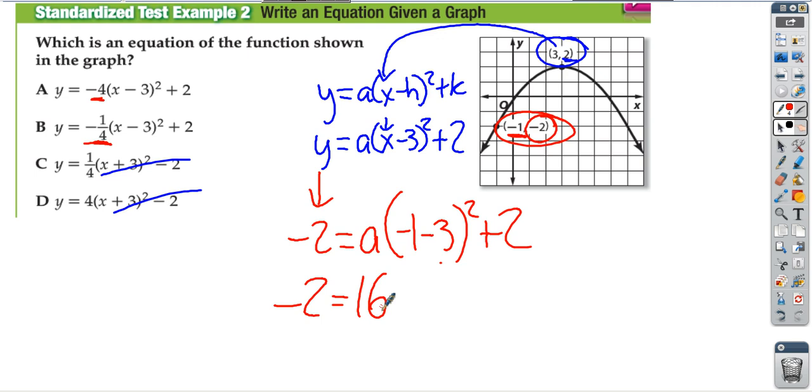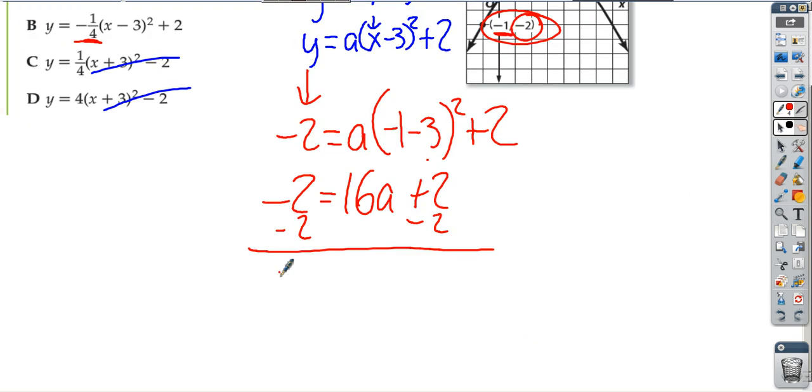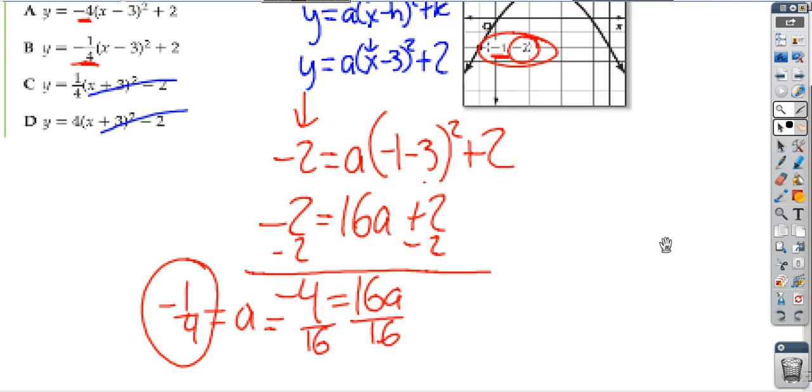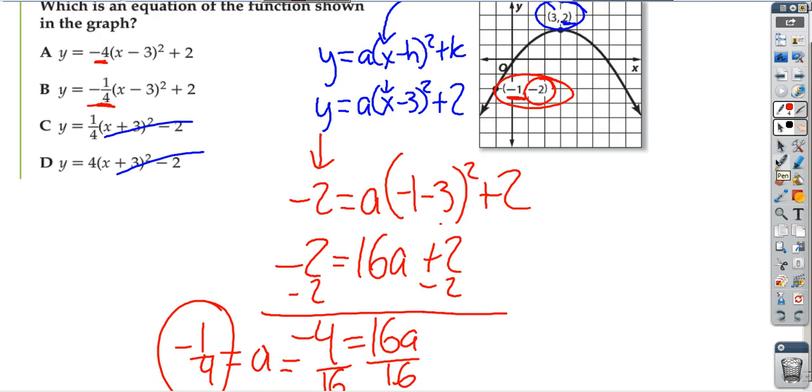So that's the same thing as A times 16, or 16A. And we'll subtract 2 from both sides because we're trying to solve this for A. And we get -2 minus 4 is that, equals 16A. Divide both sides by 16. We get A equals -4 over 16, which reduces to -1/4. That's our A value, and that looks like the only one that works is option B right there. So that is our result.